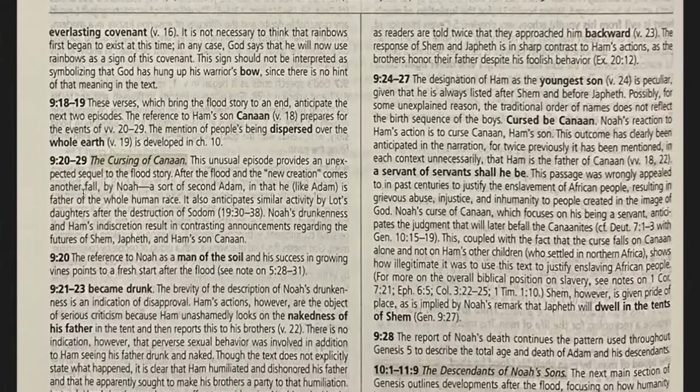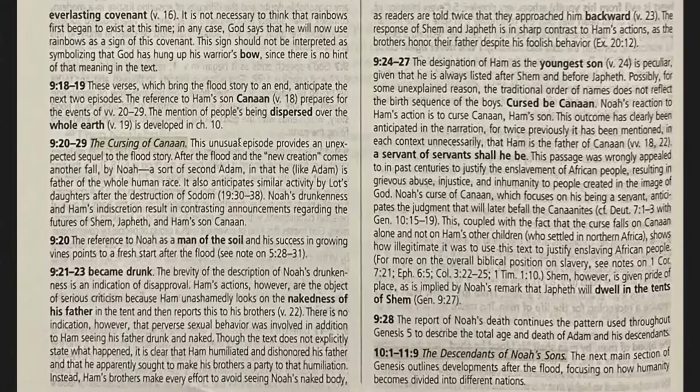Chapter 9, verses 20 to 29, the cursing of Canaan. This unusual episode provides an unexpected sequel to the flood story. After the flood and the new creation comes another fall by Noah, a sort of second Adam, in that he, like Adam, is father of the whole human race. It also anticipates similar activity by Lot's daughters after the destruction of Sodom, chapter 19, verses 30 to 38. Noah's drunkenness and Ham's indiscretion result in contrasting announcements regarding the futures of Shem, Japheth, and Ham's son Canaan.